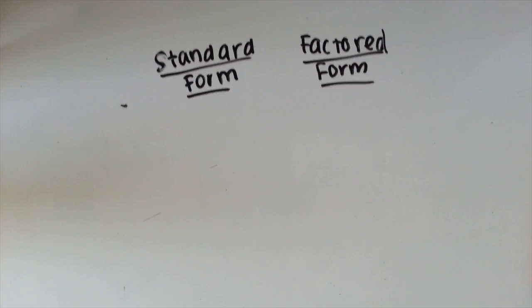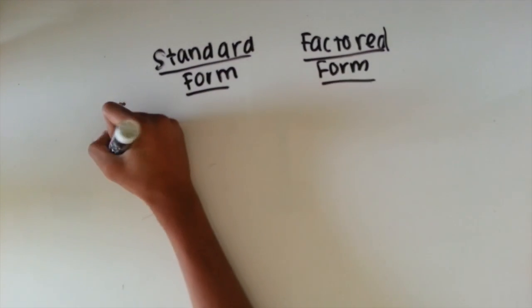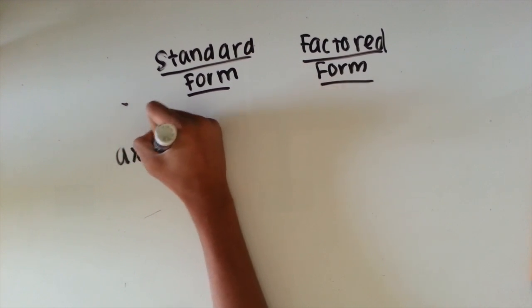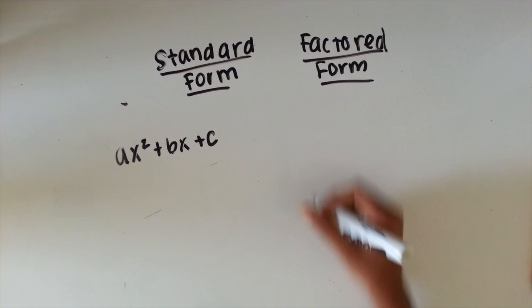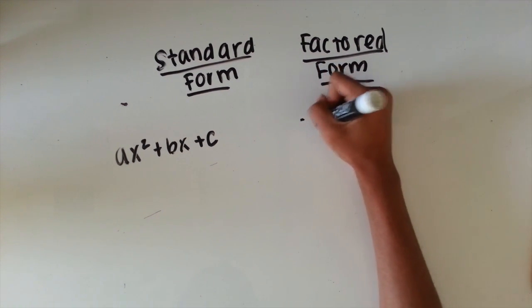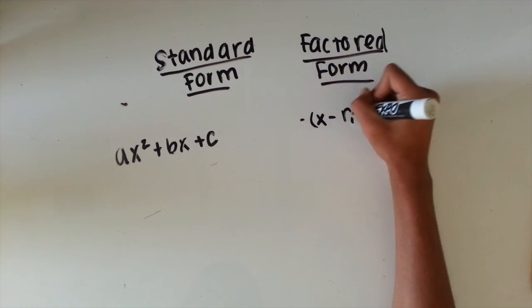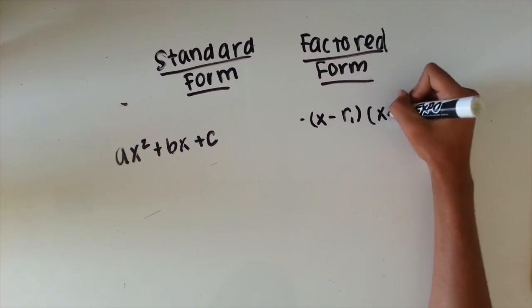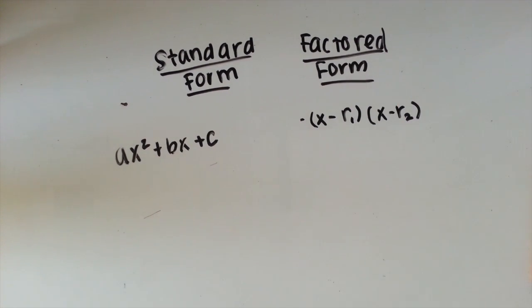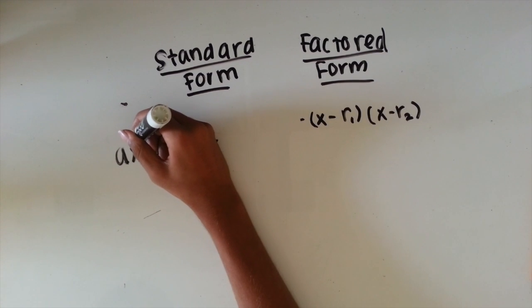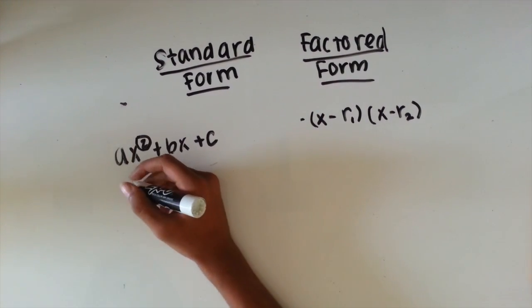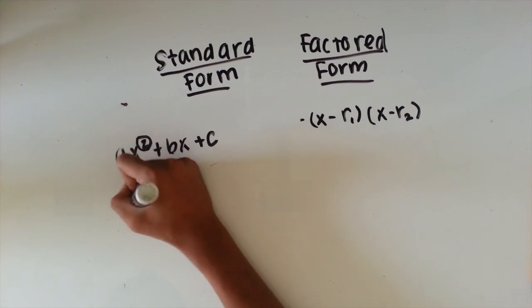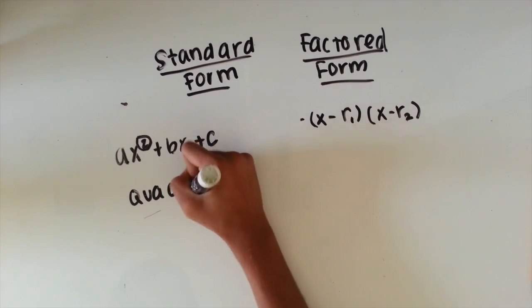So you're probably wondering what standard form and factored form is. Well, standard form is ax squared plus bx plus c. And factored form is (x minus r1) times (x minus r2). And from this square symbol, you're able to tell that we're going to be dealing with quadratics.